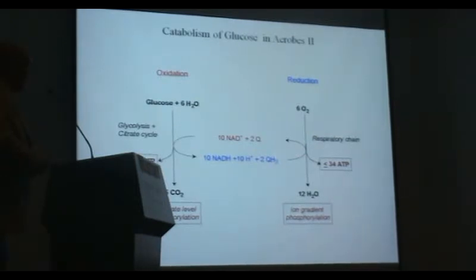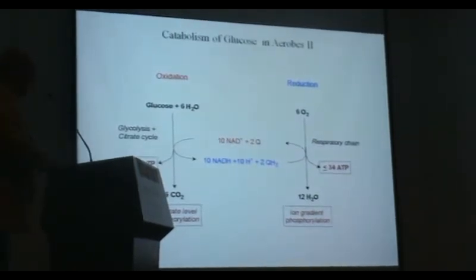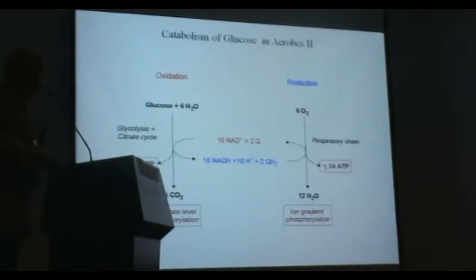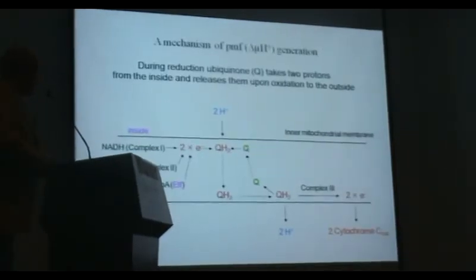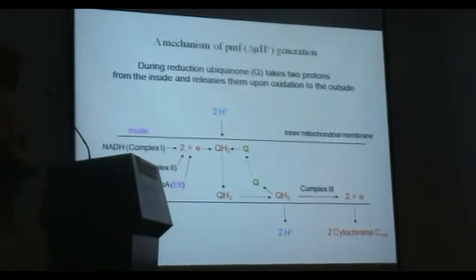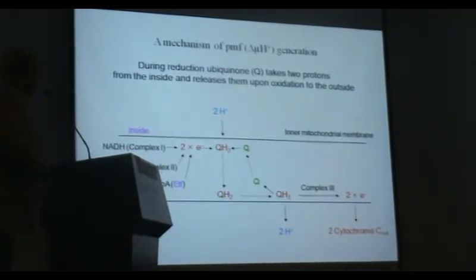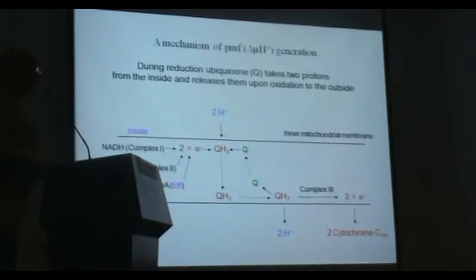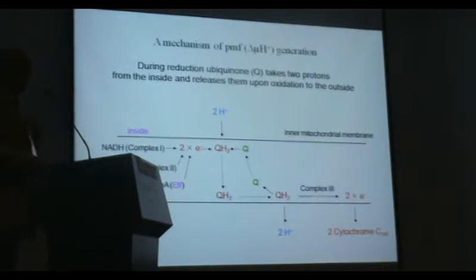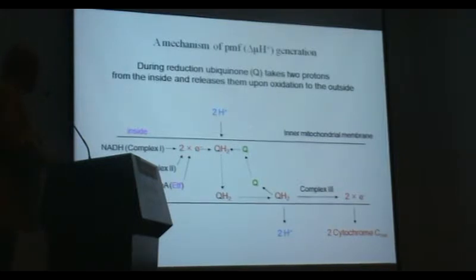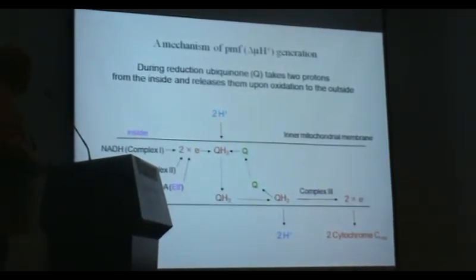And I will go into more detail on this ion gradient phosphorylation, also called electron transport phosphorylation. Thereby a proton motive force is generated, and this is then converted to ATP, as you know, by the small electron motor ATP synthase. Now there are several methods used by nature to establish a proton motive force, that means to pump protons from the inside of the mitochondria or the bacterium to the outside.